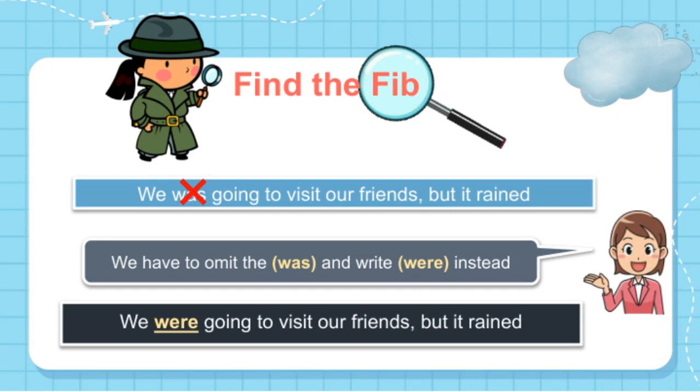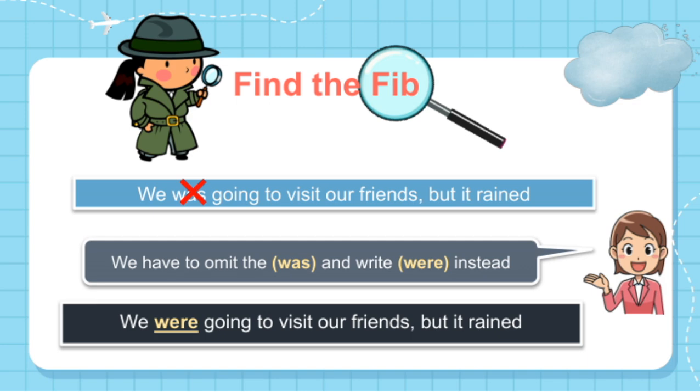The sentence says, "We was going to visit our friends, but it rained." But as you can see, there's a mistake here. We need to omit the word "was" and replace it with "were," because "we" is a plural subject. The correct version should be, "We were going to visit our friends, but it rained."